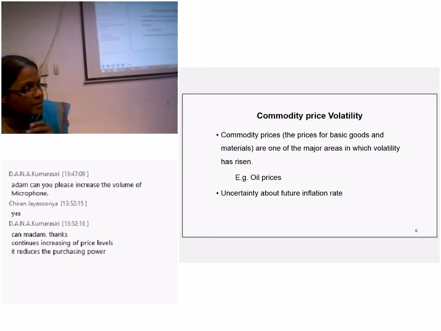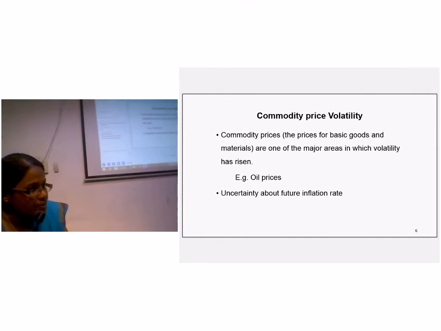Purchasing power means the ability to purchase goods, right? Inflation means increasing the price level. If you have a fixed income and the price of the product increases, it automatically reduces the number of units you can purchase. For example, if your income is 1,000 and the price of the product is 10, you can purchase 1,000 divided by 10, 100 units. If the price is 20, then we can purchase only 50 units. So it reduces the purchasing power.